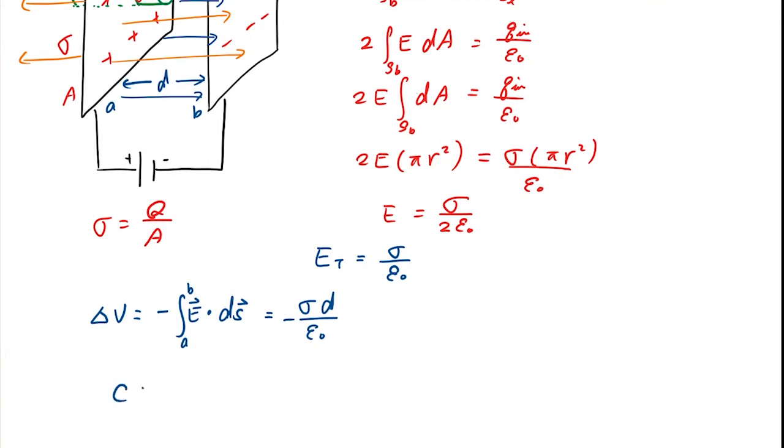Then we can calculate your capacitance, which is your Q divided by your delta V. I mean, the absolute value if you want to, right?